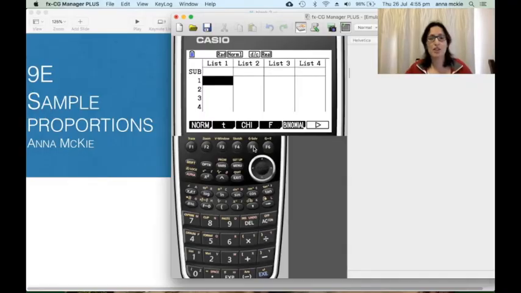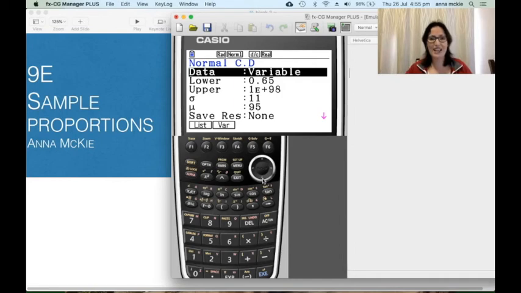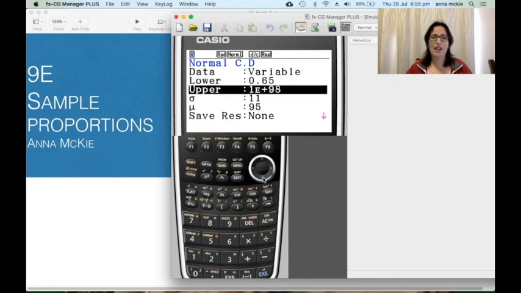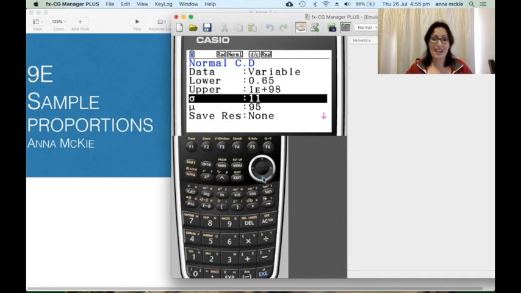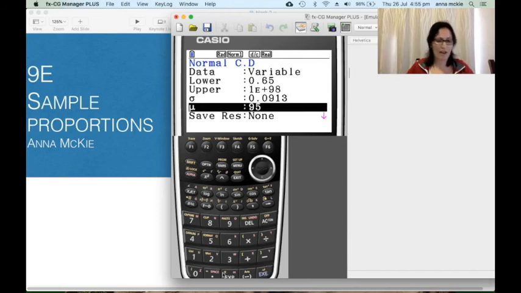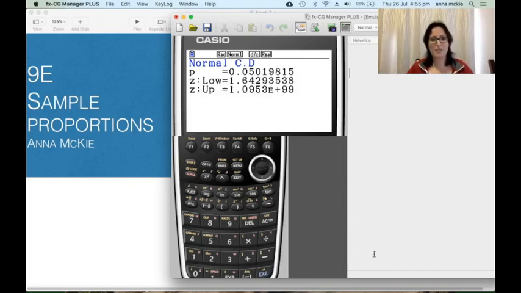So here we are, we're going into normal distribution this time around, not BCD, NCD. Our lower is 0.65, our upper is e to the 98. Our standard deviation, you can type it in again with the square root to be more exact if you like. And our mu is that proportion, and our answer, as we expected, was 0.0502. And that matched that area that we were after, that really small amount. So about 5% of the time you could expect that.